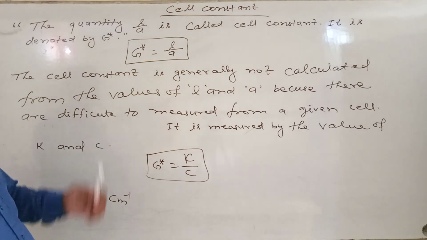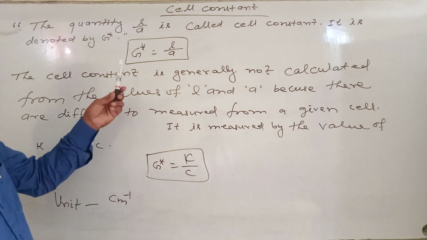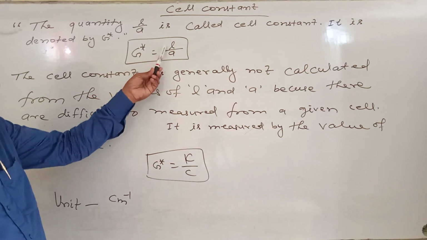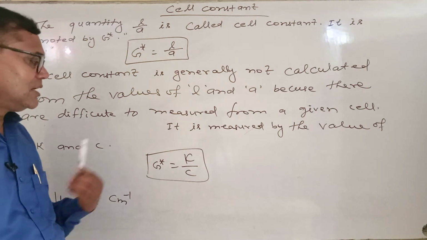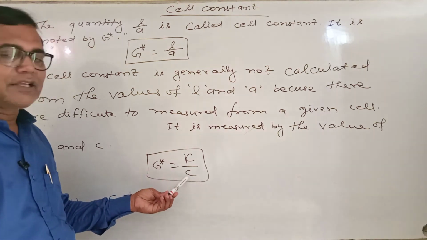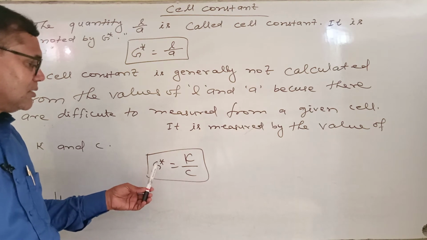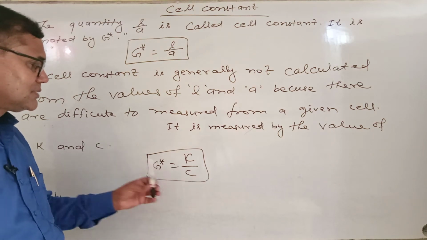If the values of L and A are given, the cell constant will be calculated: G star is equal to L upon A. If the values of kappa and C are given, we calculate the value of G star with the help of this formula.